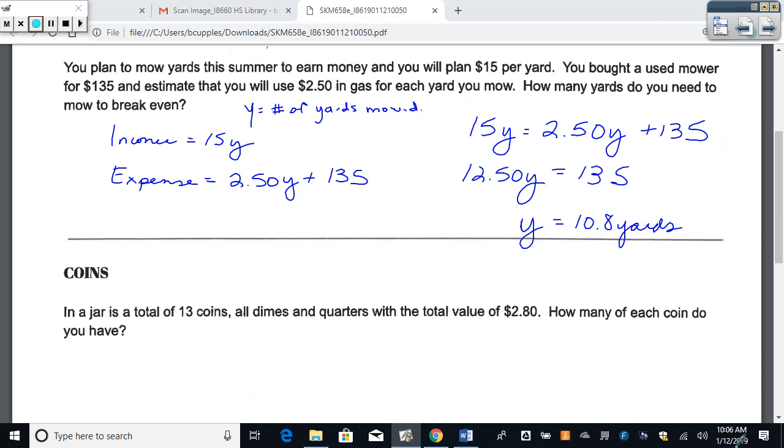We can't mow 0.8 of a yard, right? Or the owner's going to be kind of ticked off at us, unless it rained, yeah, or the mower broke down. Well, I'm going to put down 11 yards. I want it in my favor here, okay? So I know that I have to mow at least 11 yards over the course of the summer just to break even, all right? So then I guess the other question is, how much profit do you want over the course of the summer, okay?